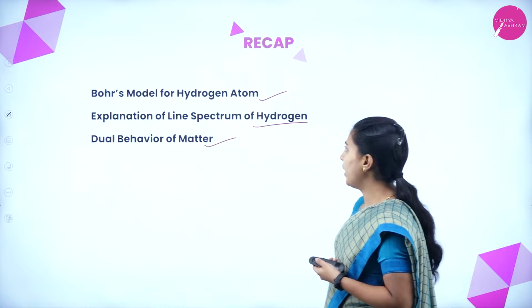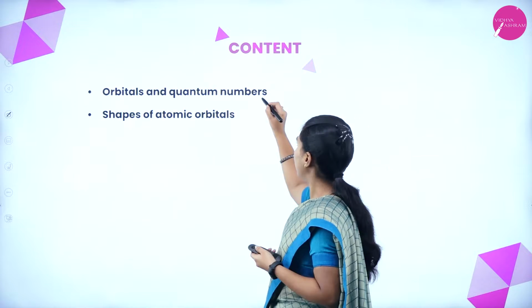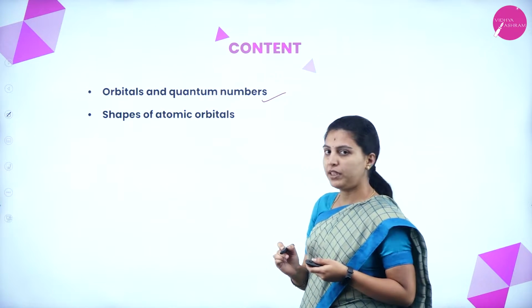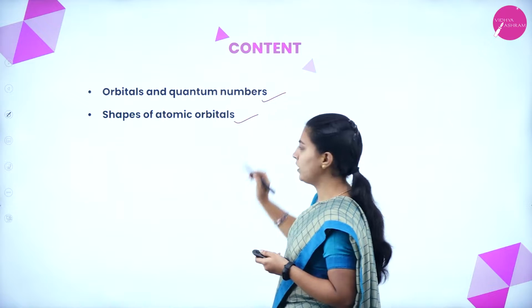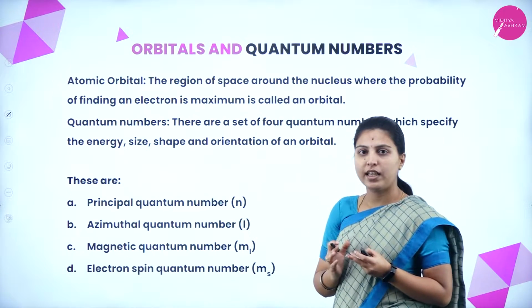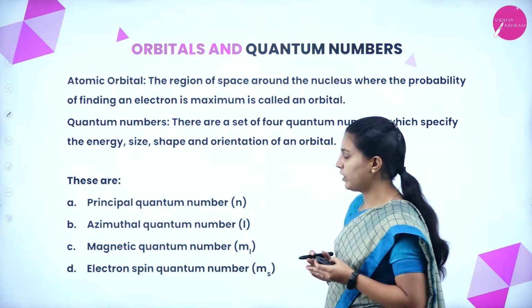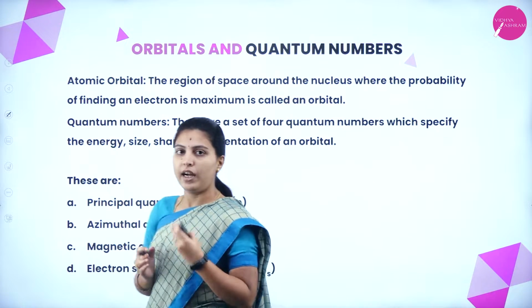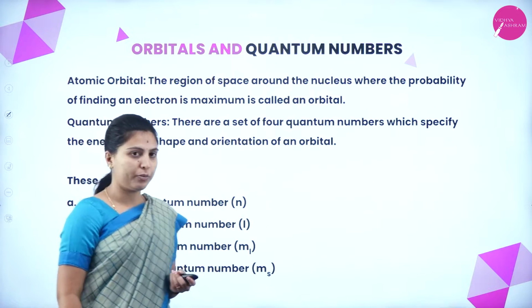So today we will discuss orbitals and quantum numbers, and the shapes of atomic orbitals. Today we are discussing overall orbitals and quantum numbers. So first we will understand what an atomic orbital is.